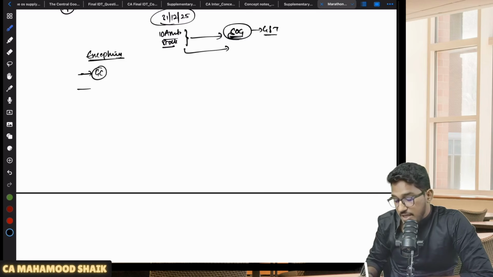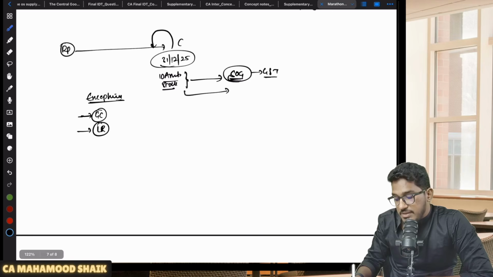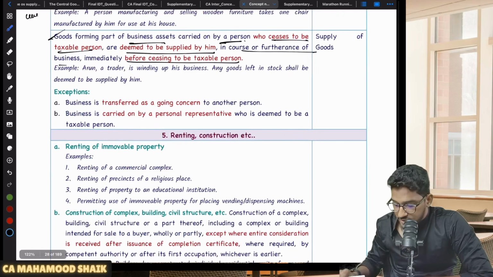And one more exception: when the business is carried on by legal representatives. Let us say, for example, there is one person who has expired, who died. So he ceased to be a taxable person, and whatever stock is there is deemed to have been supplied. But in case this person has expired, but that business is carried on by their legal representatives, then also it will not be deemed to be supplied. No need to pay the GST on it. So these two points you have to remember.